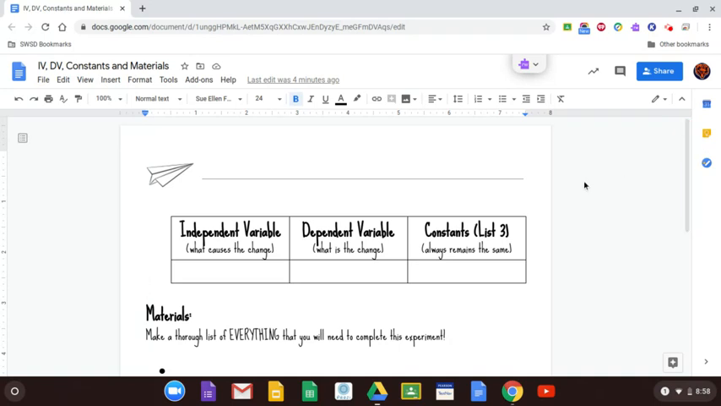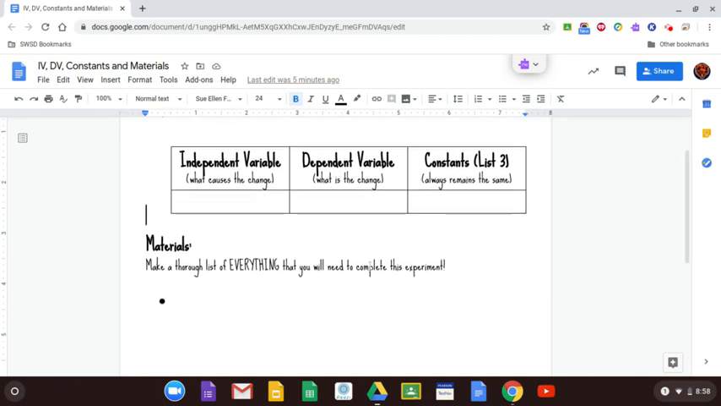And basically, you're just going to be identifying the independent variable, or the IV, as we call it for short, your dependent variable, or your DV, and your constants, as well as coming up with a list of materials that you need to actually do the experiment.